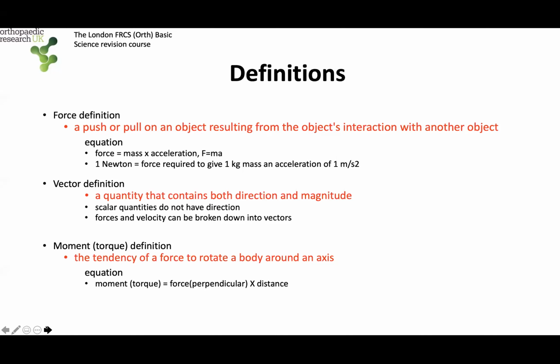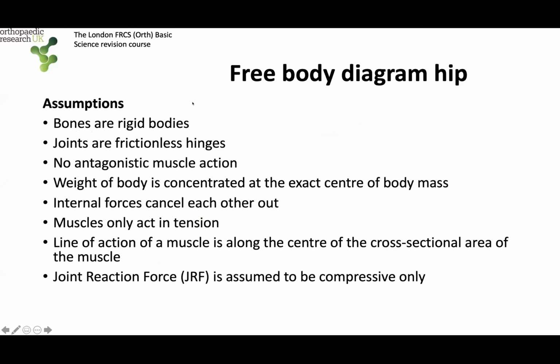The reason these are important is because these help you calculate your free body diagrams around various joints, the commonest one being the hip. So in any free body diagram, you need to make certain assumptions. One, and this you can read yourself, bones are rigid bodies, joints are frictionless, there's no antagonistic muscle action. You assume the weight of the body is concentrated in the exact center of the body mass. You assume that the internal forces cancel each other out and that muscles only act in tension. And the line of action of a muscle is along the center of the cross-sectional area of the muscle. And the joint reaction force is thought to be compressive only.